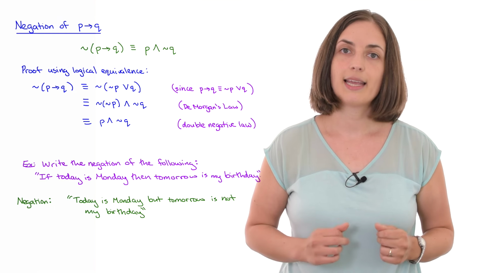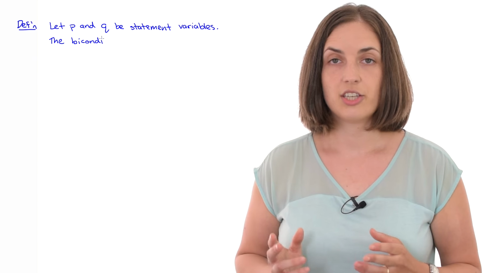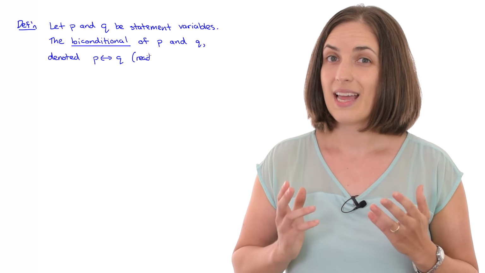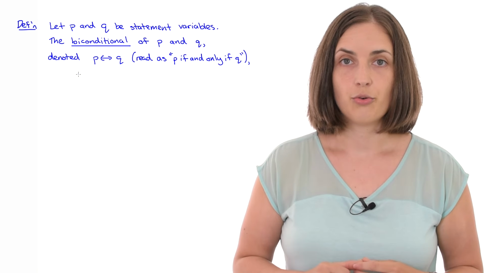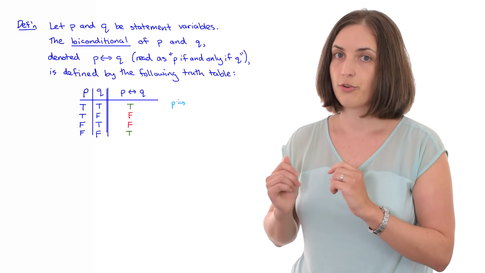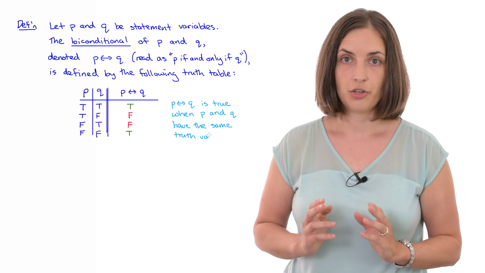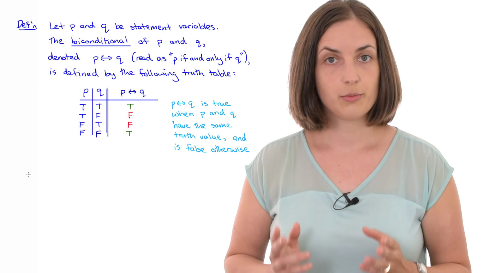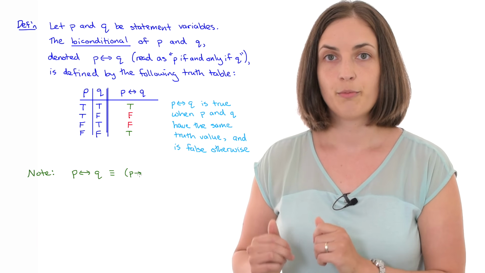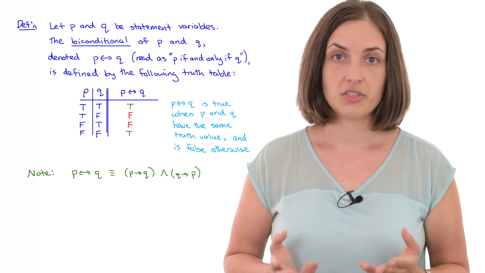Next, we will define a biconditional statement. Let P and Q be statement variables. The biconditional of P and Q, denoted P double arrow Q and read as P if and only if Q, is defined by the following truth table. Note that P if and only if Q is true when P and Q have the same truth value and false otherwise. Also observe that P if and only if Q is logically equivalent to if P then Q and if Q then P. You can check this yourself using a truth table.